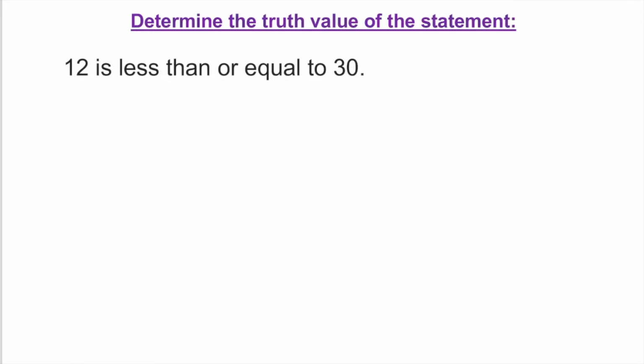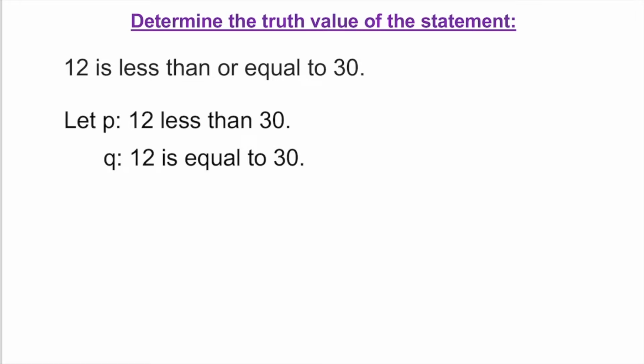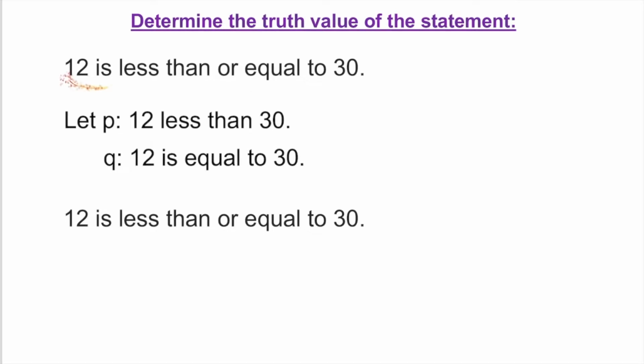How can we label it? We're going to label P and Q. Right here, P, we're going to say 12 is less than 30. And right here, Q, we're going to say 12 is equal to 30. Once we have this, we rewrite the statement given. Since 12 is less than 30, instead of saying that, we're going to say P. So I can narrow it down here. This sentence is P, and that's the OR. I can put a little space, it doesn't really matter. And 12 is equal to 30, I can easily say this is Q. That's what this statement means.